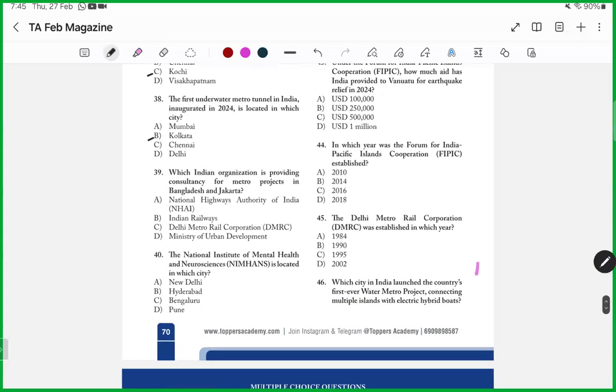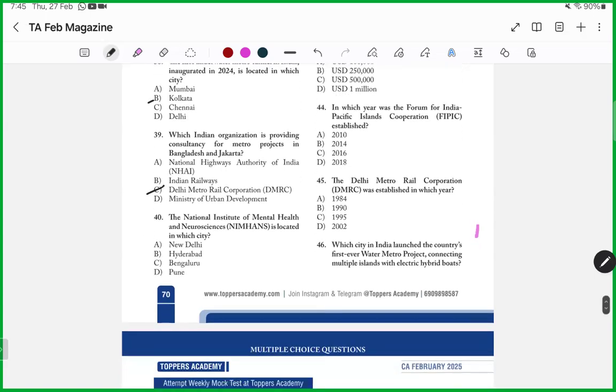Which Indian organization is providing consultancy for metro projects in Bangladesh and Jakarta? DMRC. Okay. Then the National Institute of Mental Health and Neuroscience, NIMHANS. What is NIMHANS? Okay, so be very careful. Try to remember all these nitty-gritties.